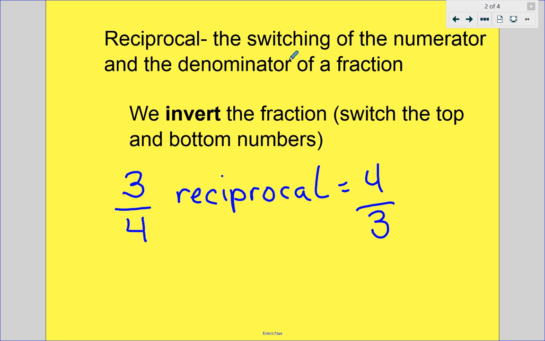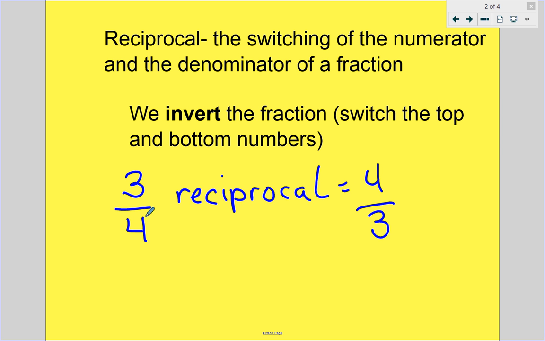All right. So a reciprocal is when you switch the numerator and the denominator of a fraction. And that's called inverting the fraction, where we switch the top and the bottom number. So for 3/4, the reciprocal of 3/4 would be 4/3.